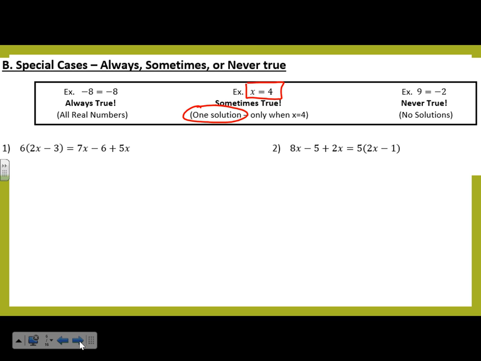Those are all problems that get you sometimes true or one solution. I like to use one solution, but the textbook that we used to use back several years ago, they used sometimes true. I'll accept either answer, but it's one solution. The one solution is 4, and it means it's sometimes true.